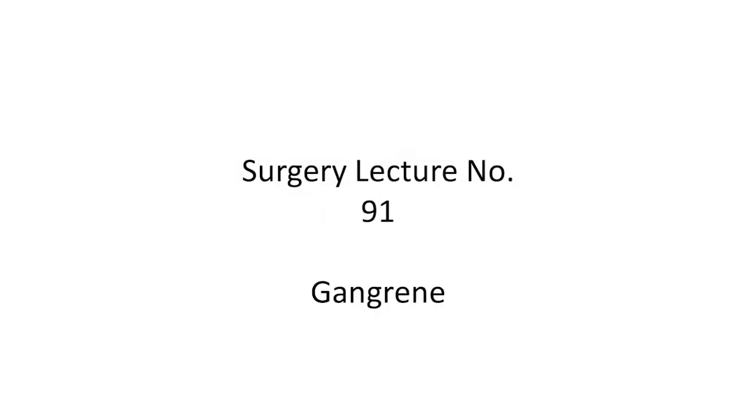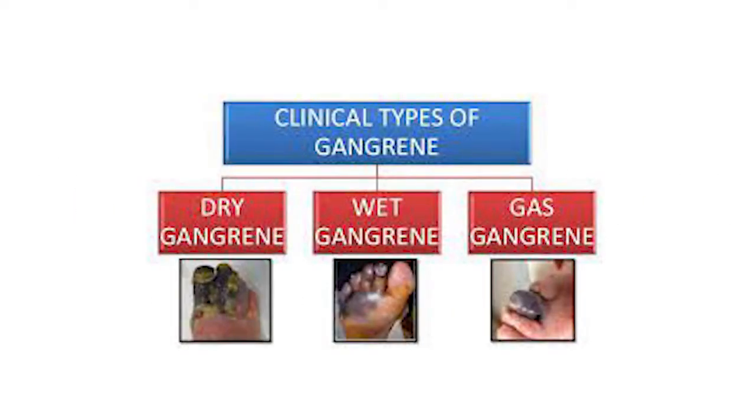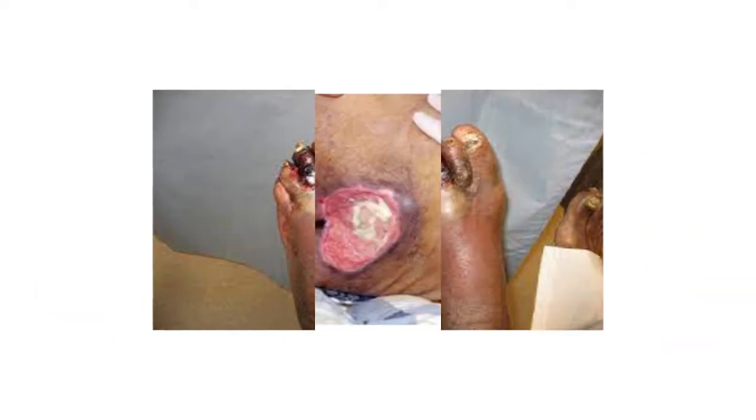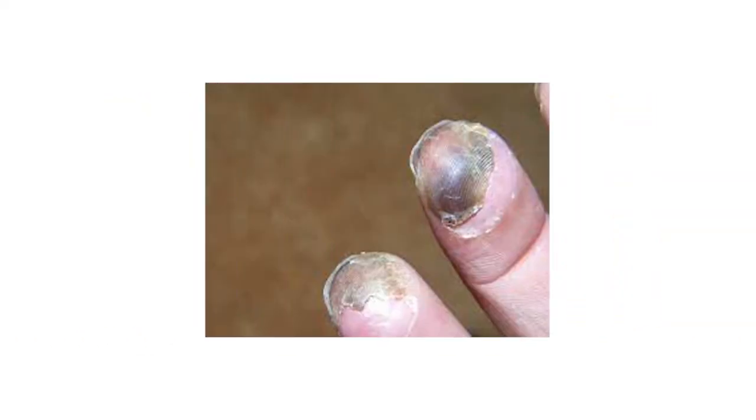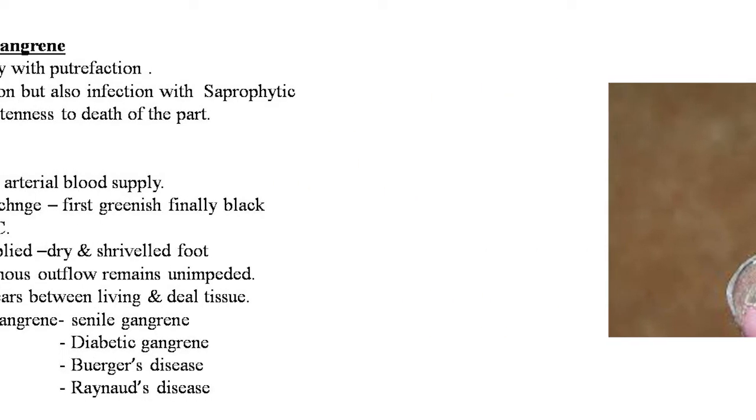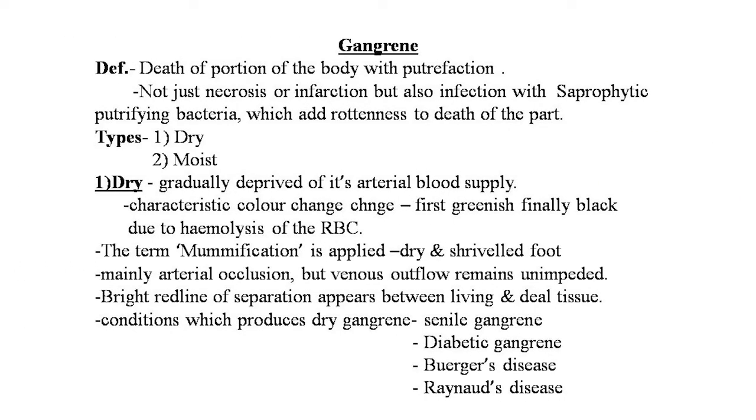Welcome, my dear students, to my surgery lecture number 91, that is gangrene. In this lecture, we will cover the types of gangrene, that is dry and moist gangrene, its causes, treatment, diabetic gangrene, bed sores and frostbite. All points are covered in this lecture. Now we start with gangrene.